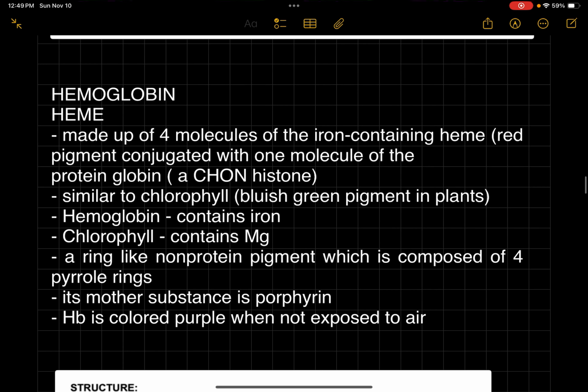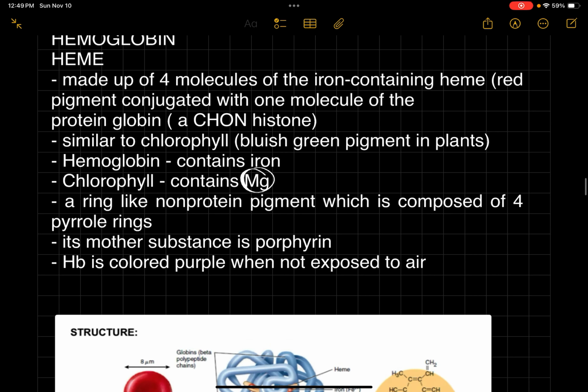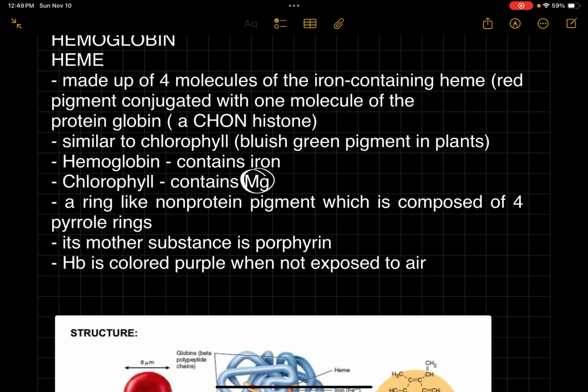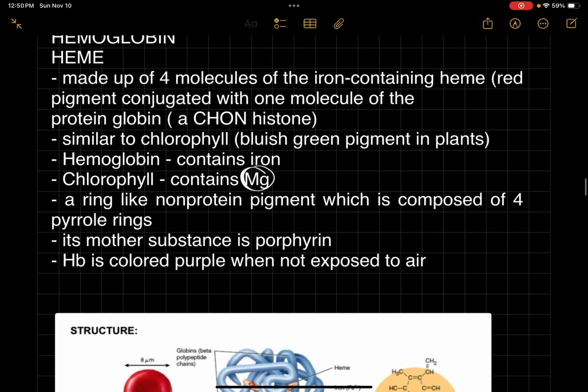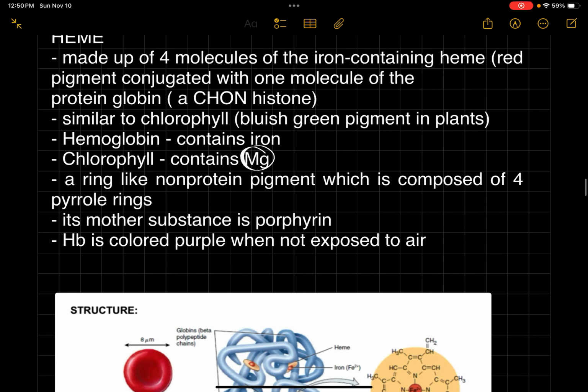So in the hemoglobin or heme, made up of 4 molecules of iron-containing heme, or red pigment, conjugated with 1 molecule of protein, globin. Similarly, chlorophyll, a bluish-green pigment in plants; hemoglobin contains iron, and chlorophyll contains magnesium, a ring-like non-protein pigment which is composed of 4 pyrrole rings. Its mother substance is porphyrin, and Hb is colored purple when it is not exposed to air.